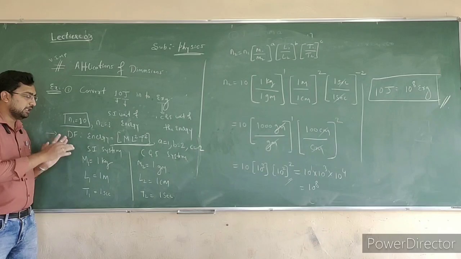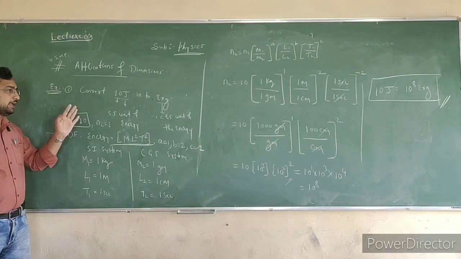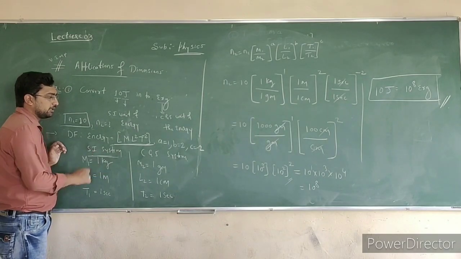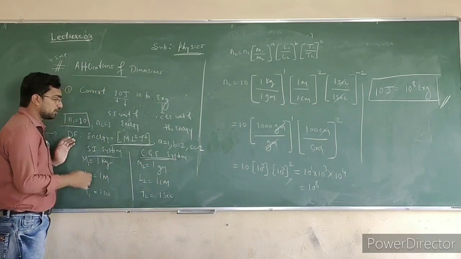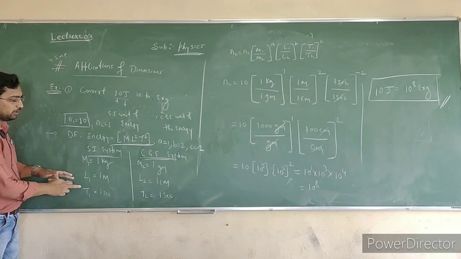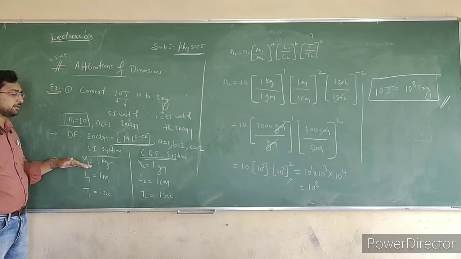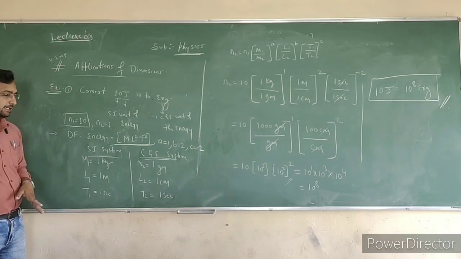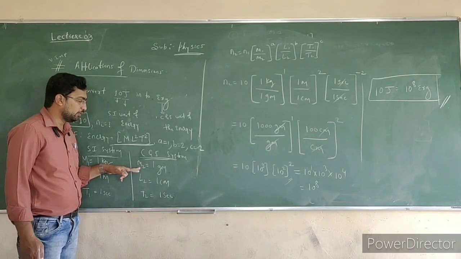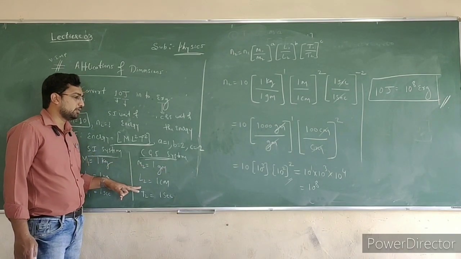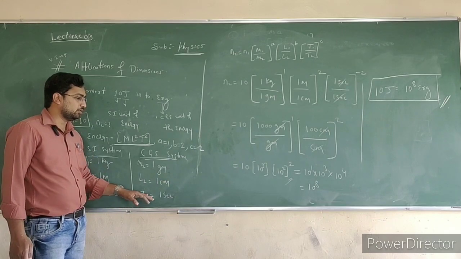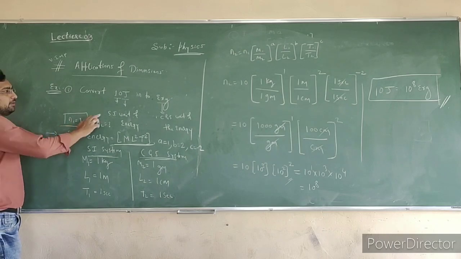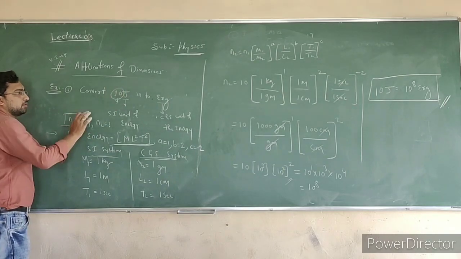In this case we are converting SI system unit to CGS system unit. For that reason, we write the SI unit system and CGS system unit. Here we already know the M1, L1, T1 values. In SI system, mass is measured in kg, length in meter, and time in second. In CGS system, M2 is measured in gram, L2 in centimeter, and T2 in second. After that, N1 value is given. N1 is equal to 10.